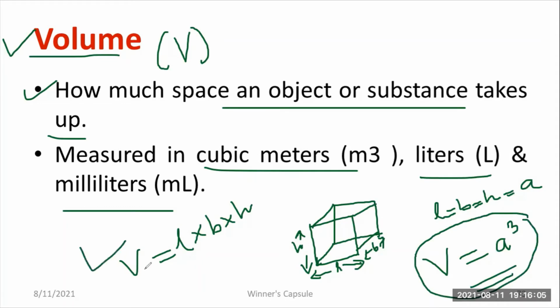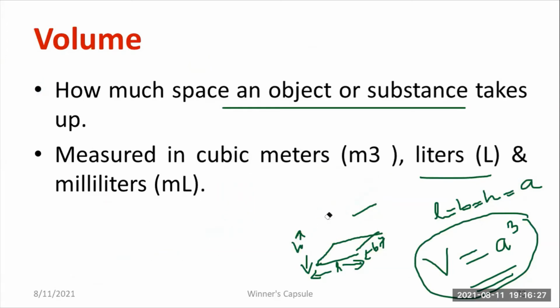This is applicable for a matchbox or a square box like a soap box. You can calculate the volume of a matchbox or a soap box as L into B into H. So this is the formula to calculate volume. What is the SI unit of volume? It is meter cube. Remember this formula. This is regarding volume.